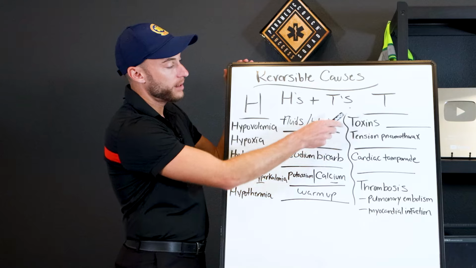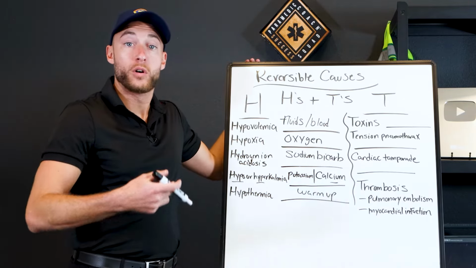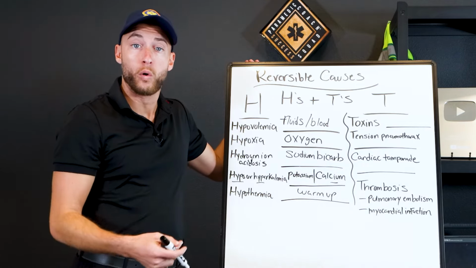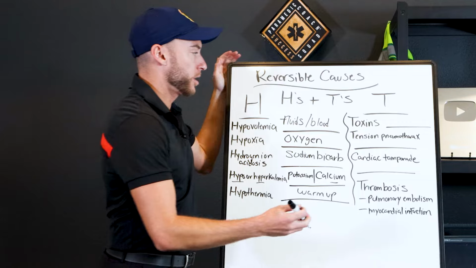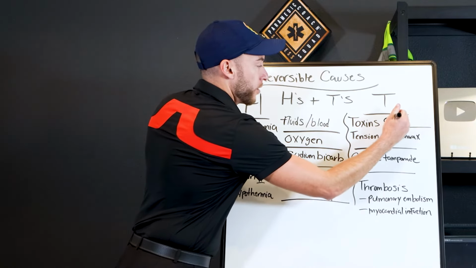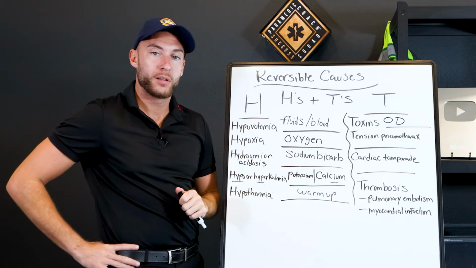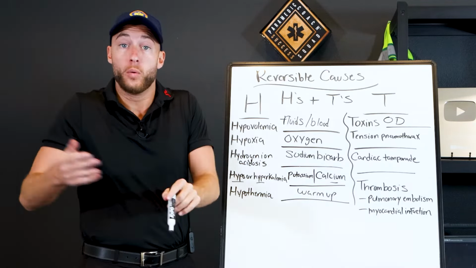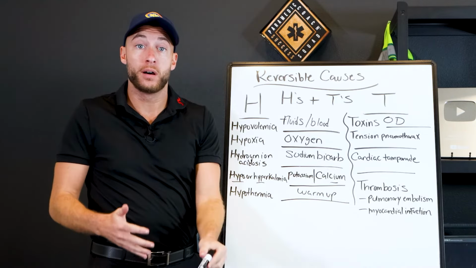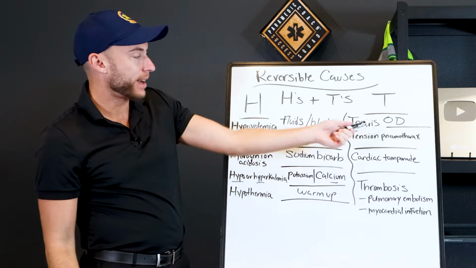Now, T side, what's toxins? Well, any sort of overdose of a drug or poison. So I'm just going to put here OD, okay, overdose. So we want to consider, is there something that we can give for a possible overdose? May it be anything, an opiate, a benzo, a poison. Is there any information we gathered on this? That's toxins.